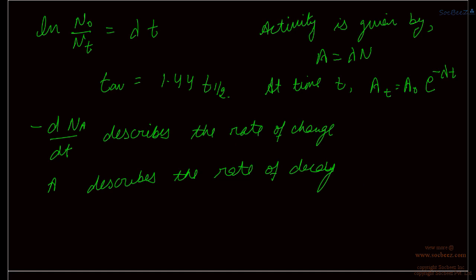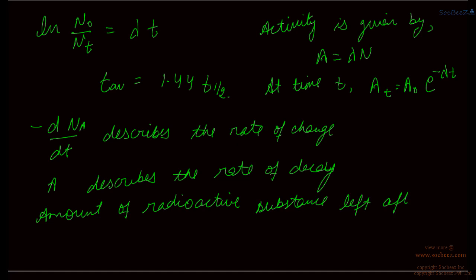Since this is a first order reaction, we can say that the amount of radioactive substance left after n half lives equals A naught upon 2 raised to the power n. So, remember that any radioactive decay always follows first order reaction.